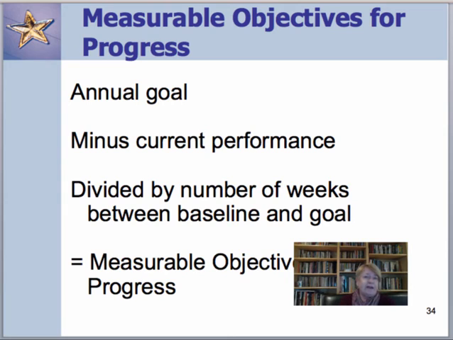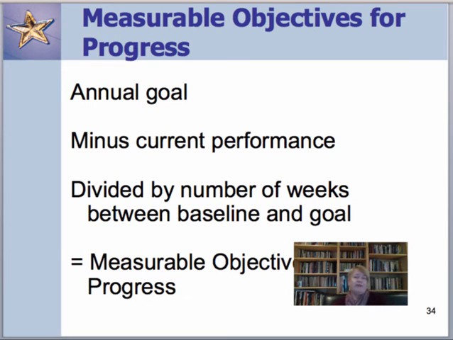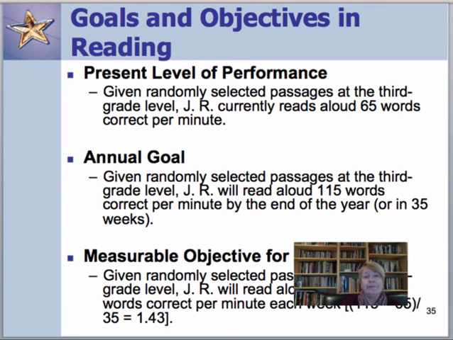So that translates then into a measurable objective for progress. We take our annual goal, which if you remember back to this graph, was approximately 70 words per minute. So we have an annual goal of, in that case, a number of words per minute. We subtract the current performance from that, and we divide it by the number of weeks between the baseline and the goal, and we get our measurable objectives for progress. And I'll show you an example.